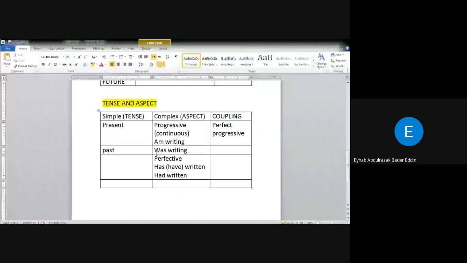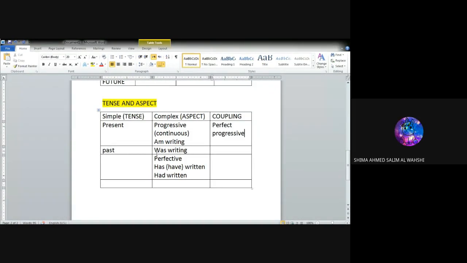Pardon, perfect progressive. Doctor? You stopped sharing. Yes, you stopped sharing. When did that happen? Right now. Okay, great. Thank you for bringing this to my immediate attention. Okay. Clear?